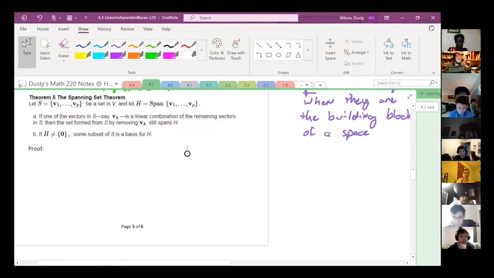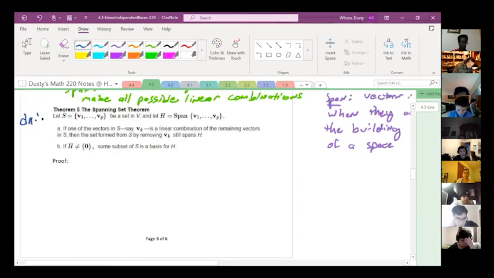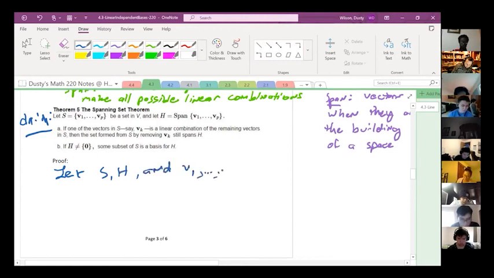All right. So we've got a proof here, and we're going to begin our proof the same way we usually do. So here's our claim up above. And then we can say, let S, H, and V1 to VP be as given above.